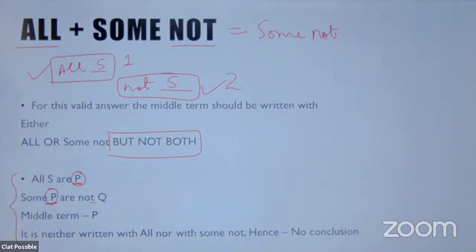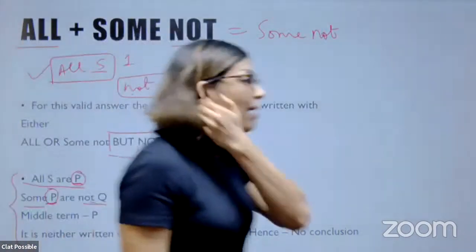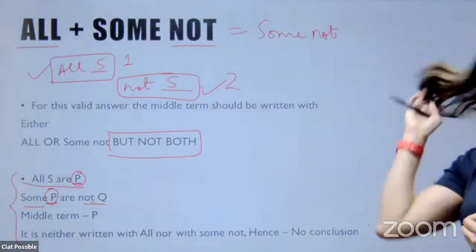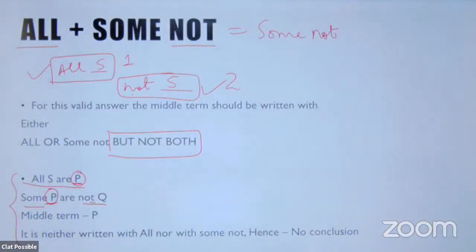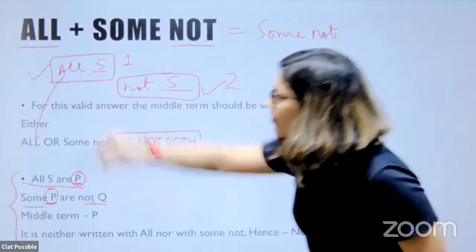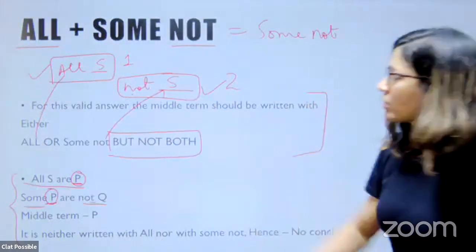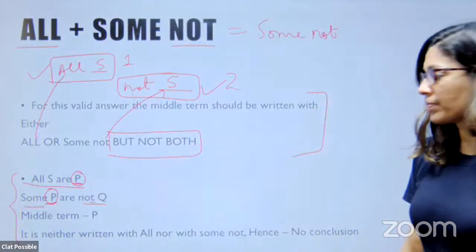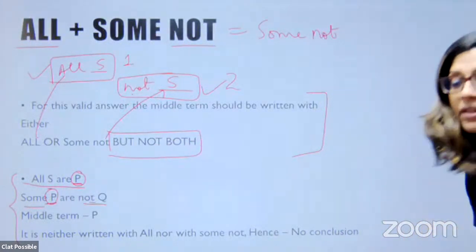I am looking at a combination of all S are P with some P are not Q. I am looking at a combination of all plus some not. I am not looking at all plus all. So just note this much down that I am going to show you. Let me know. This is the rule. The middle term should either be written with all or with not, but not both. Have you written this down?